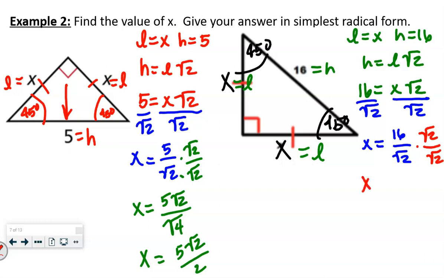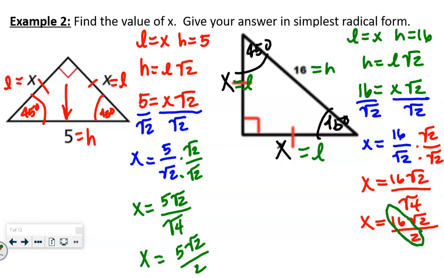So this is going to give us 16 square root of 2. Remember again that square root of 2 times square root of 2 is going to be square root of 4, right? And what was the square root of 4? Yep, you're right, 2. 16 square root of 2 over 2. Now, hopefully you notice that this right here can be reduced, right? What is 16 divided by 2? 8, right? So the answer to this one is 8 square root of 2.